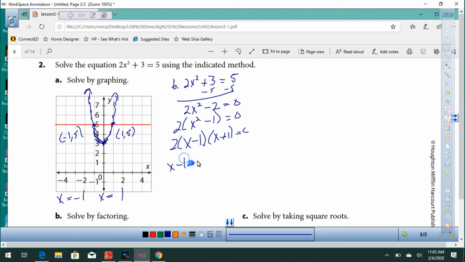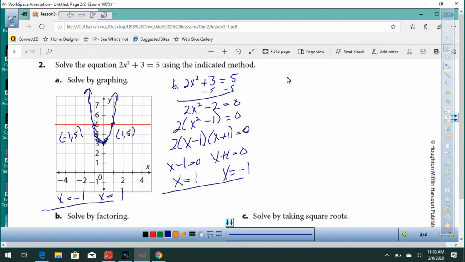So x minus 1 equals 0, x plus 1 equals 0. Add 1 to both sides, you got x equals 1. Subtract 1 from both sides, you got x equals -1, which is what we had here. Notice they're the same.